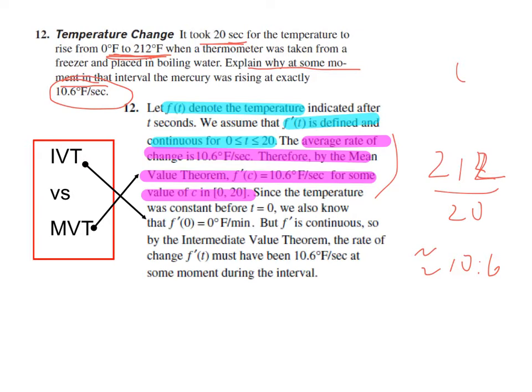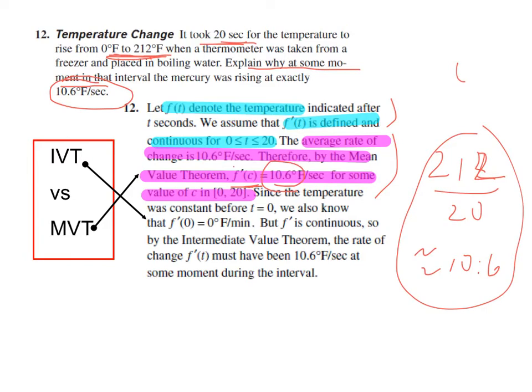It does give some prior information up here, that f of t is a temperature and f prime of t is defined and continuous, which are two conditions you need for the mean value theorem to apply. And it does give the average rate of change of 10.6, which I've illustrated here with my calculations. Therefore, the mean value theorem says that f prime of c, this c being some time in the first 20 seconds, you must have an instantaneous rate of change of 10.6 during that interval.